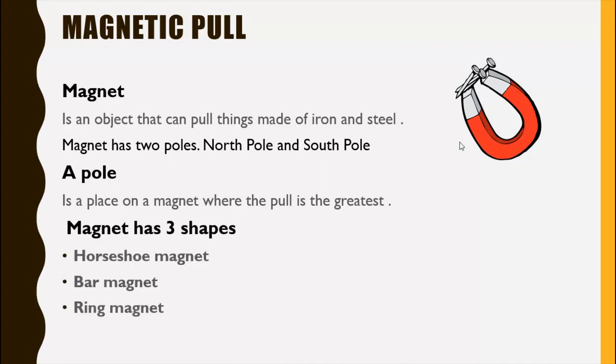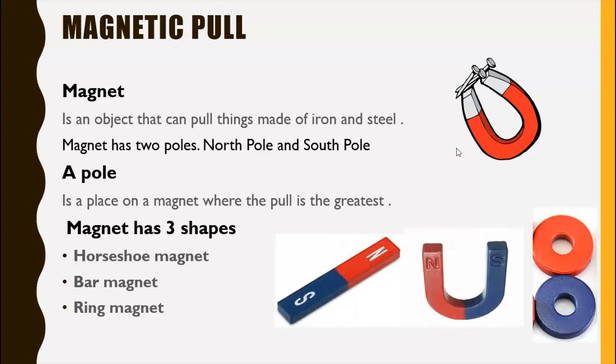Magnets have three shapes: horseshoe magnet, bar magnet, and ring magnet. So how many shapes of magnet? Three shapes: horseshoe magnet, bar magnet, and ring magnet.